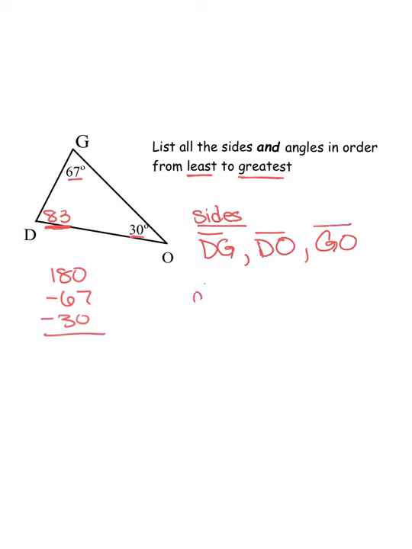And then if we go for the angles, again, the smallest angle is angle O, the next smallest angle is angle G, and the largest angle is angle D. So the main thing you need to remember is the largest side is opposite the largest angle, and the smallest side is opposite the smallest angle. Remember, when you're thinking opposite, you have to go through the picture to get to the opposite side.